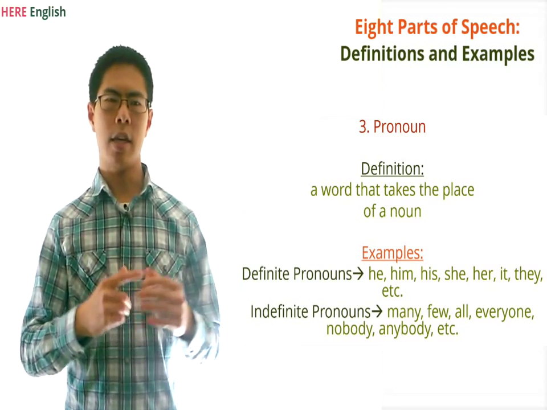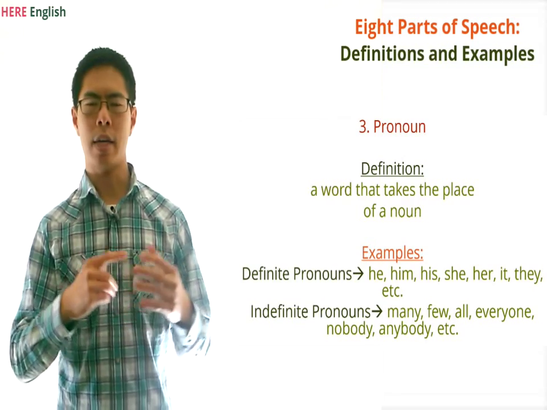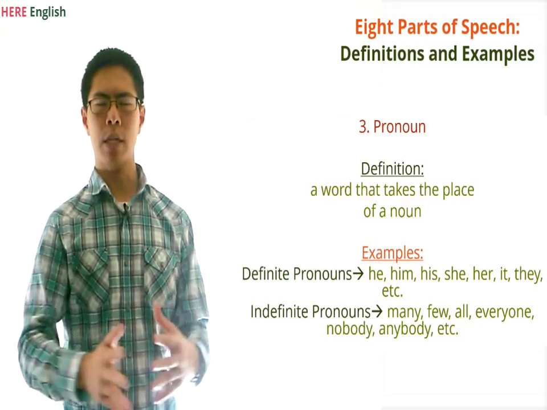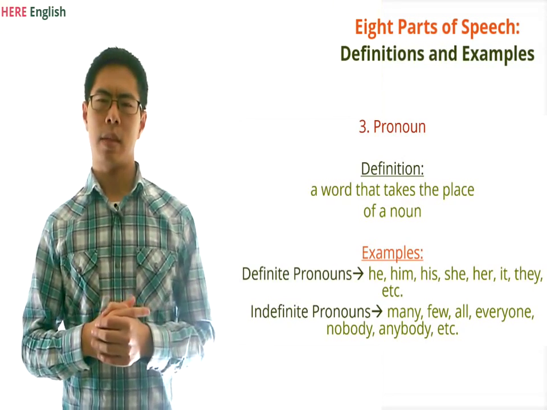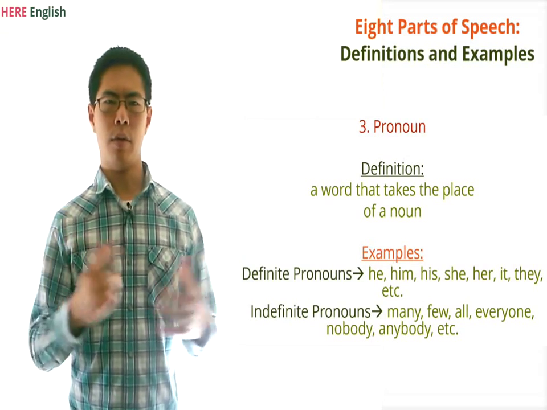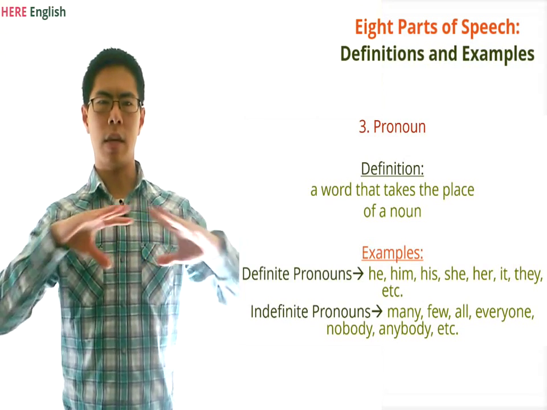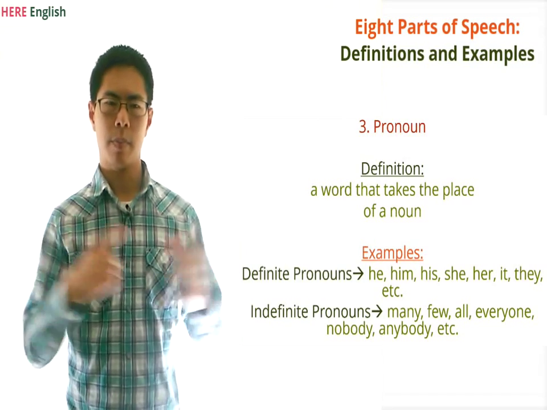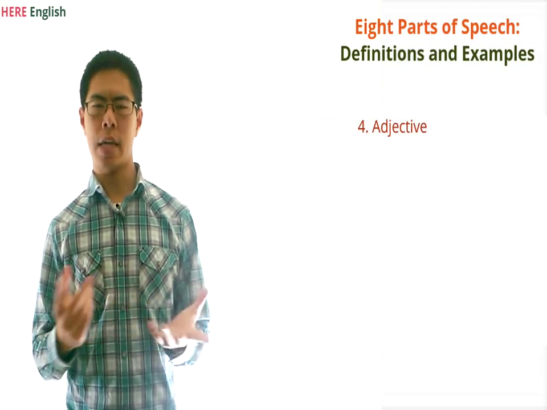Instead of writing Jonathan every time, we can replace Jonathan with the pronoun he, both to save time and space and to add variety to sentences. Instead of writing the names of everyone in the room, we can replace this long list of names with just the pronoun everyone. Next, let's move on to adjectives.